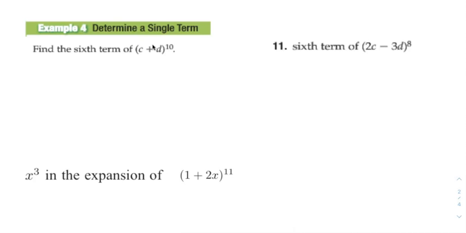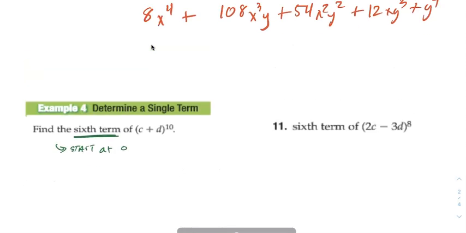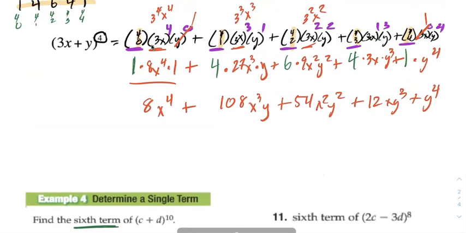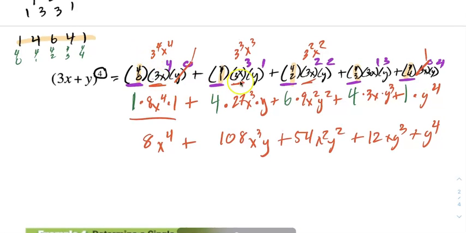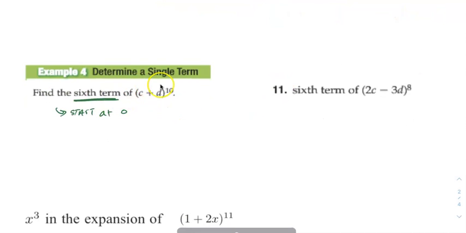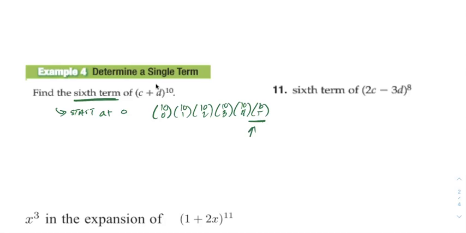Now, key thing to keep in mind, if they want you to find a single term, we start at 0. So like up here, right? Here's my first term, second term, third term, fourth term, and fifth term. So my first term for this would be 10 choose 0, then 10 choose 1, 10 choose 2, 10 choose 3, 10 choose 4, 10 choose 5. That's my sixth term. So my sixth term is going to be the expansion of 10 choose 5.